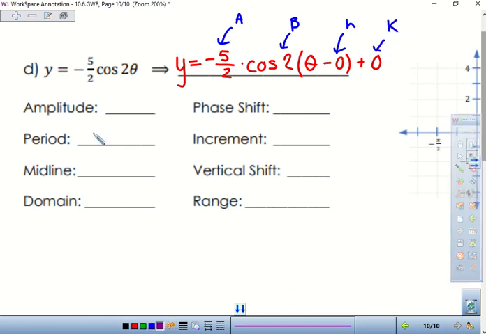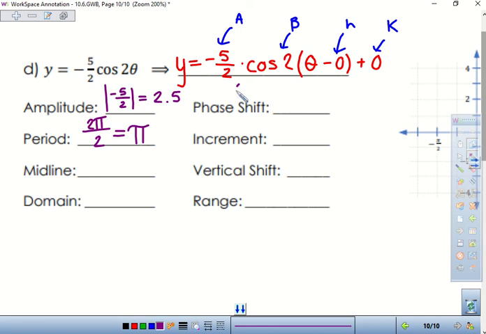We know the amplitude is the absolute value of A, which is going to come out to be what? Good. So that's actually going to be a positive 5 over 2 or a 2.5. Either one is fine. I just figured I'd show you as a decimal. And then the period is going to be 2 pi divided by what? Good. It comes out to be pi. So this graph's going to be more squished.